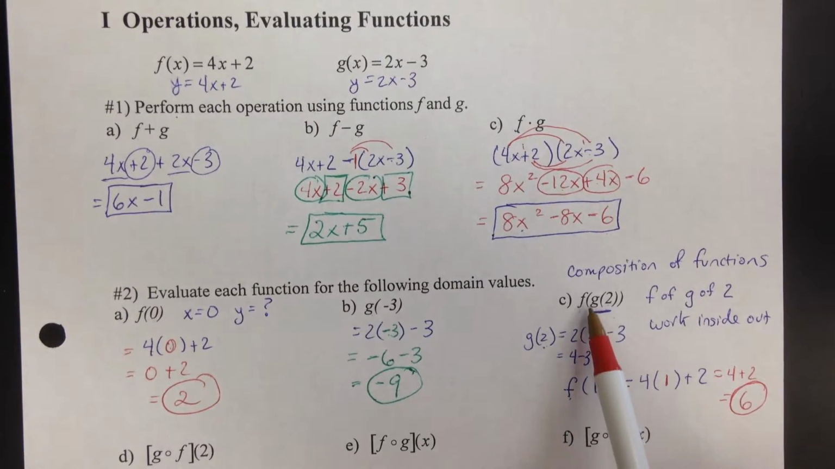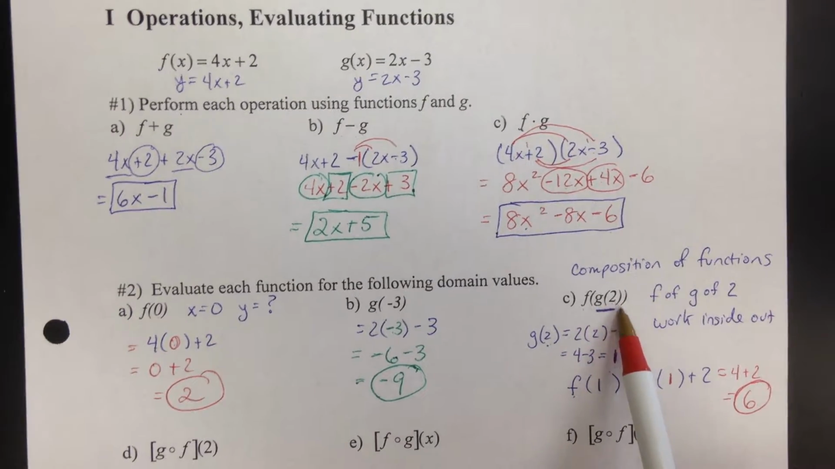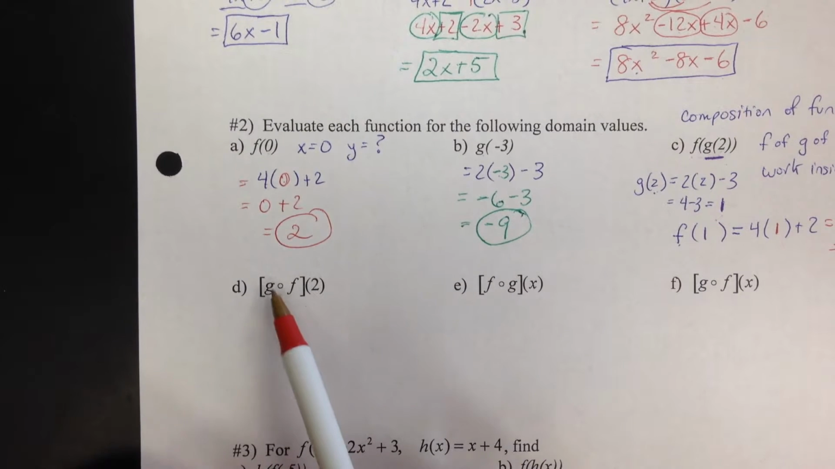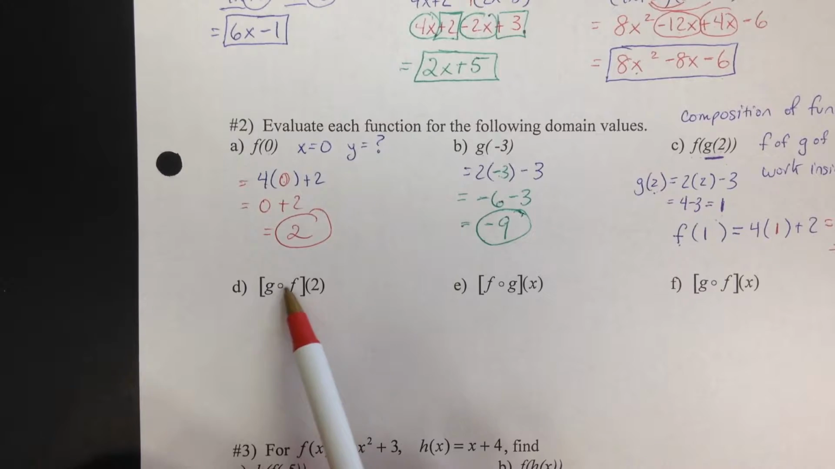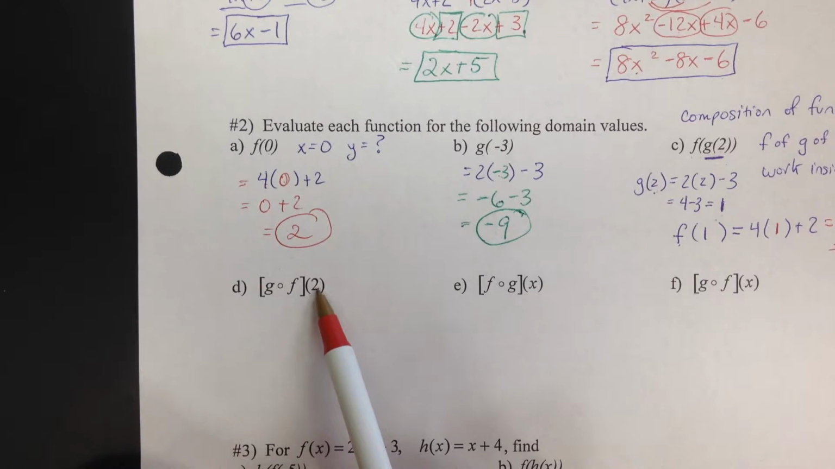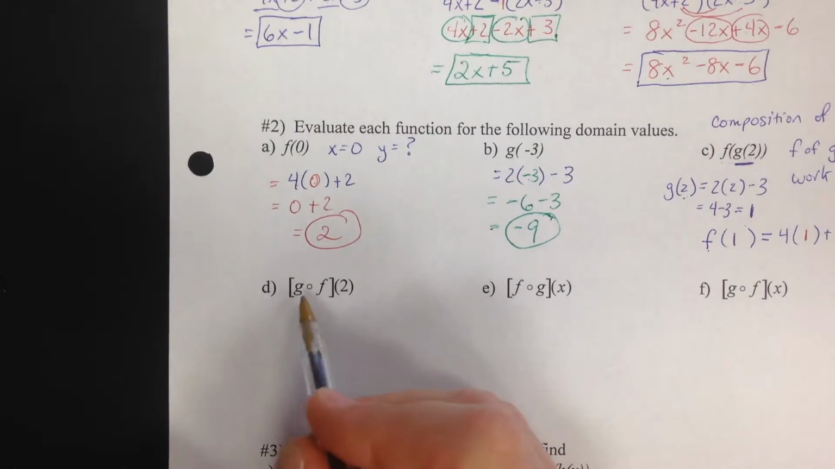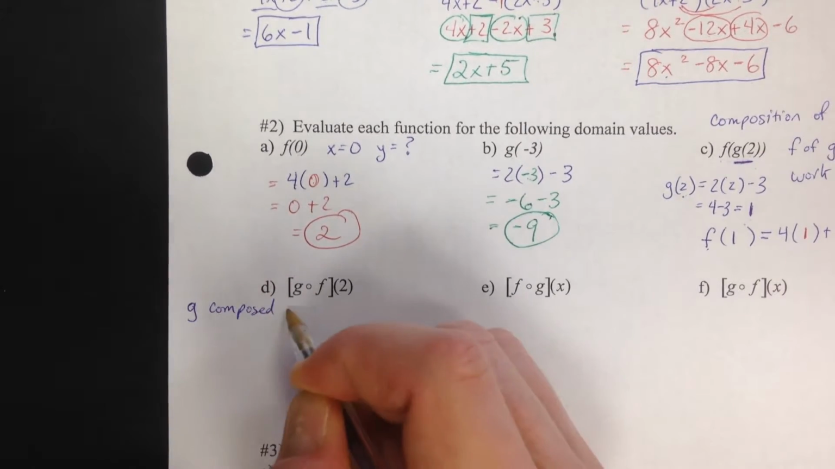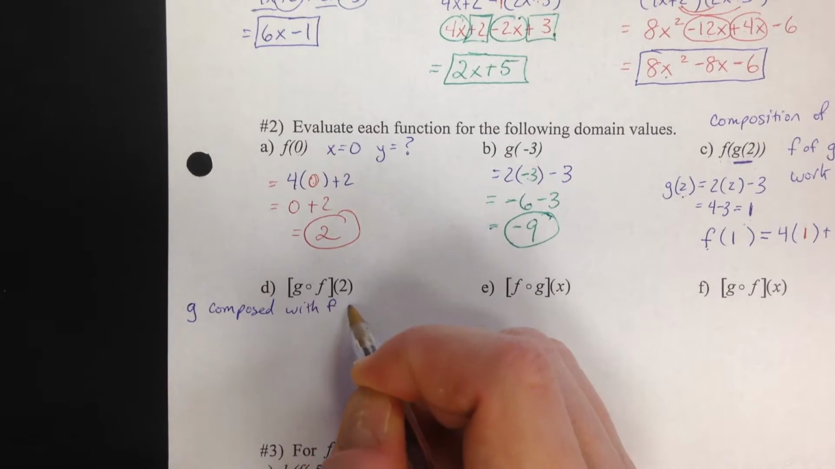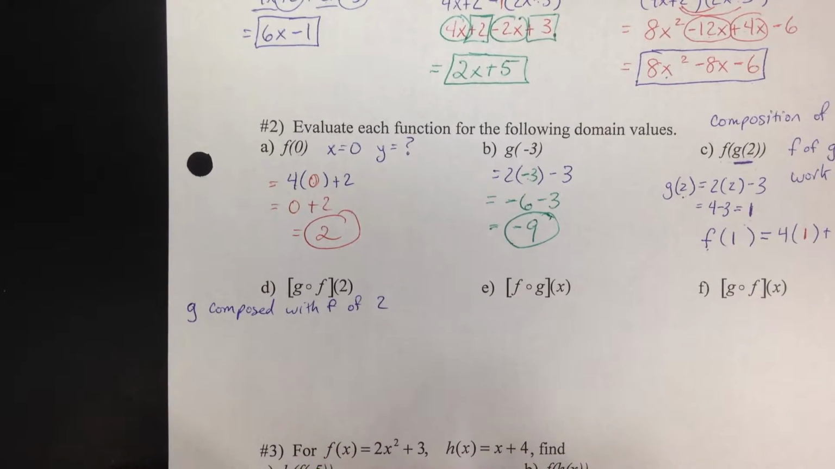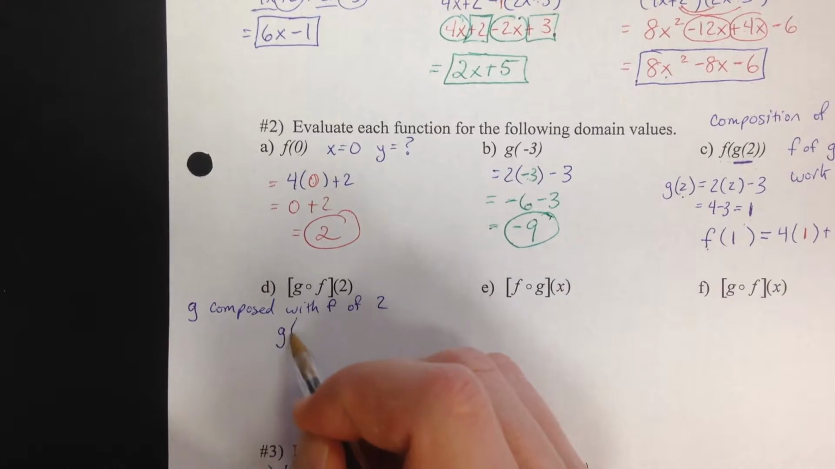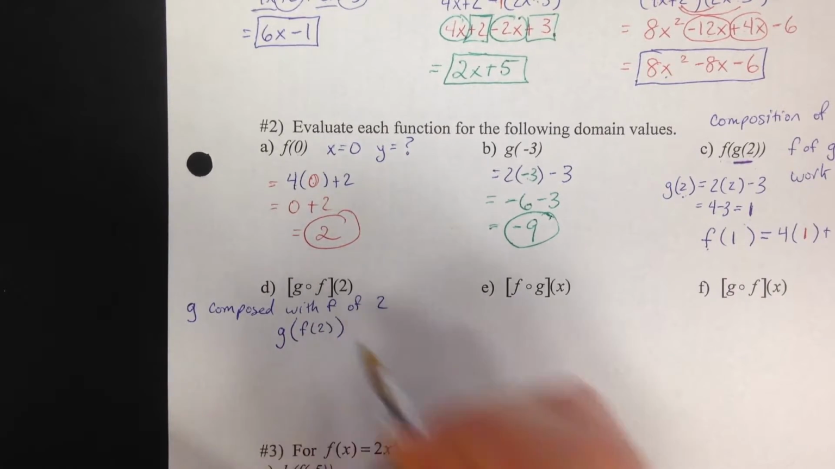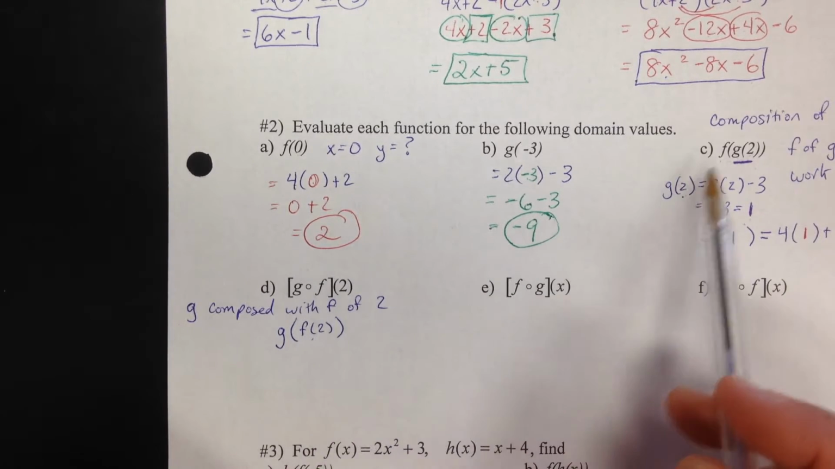Now, you can write it as a couple sets of parentheses. You can also use notation like this. If you have brackets, g, and a little circle, and then f, and then in parentheses you have 2. The way we read this is g composed with f of 2. Now that's the same thing as writing it g parentheses f of 2. So we can write it just like we did in part C.